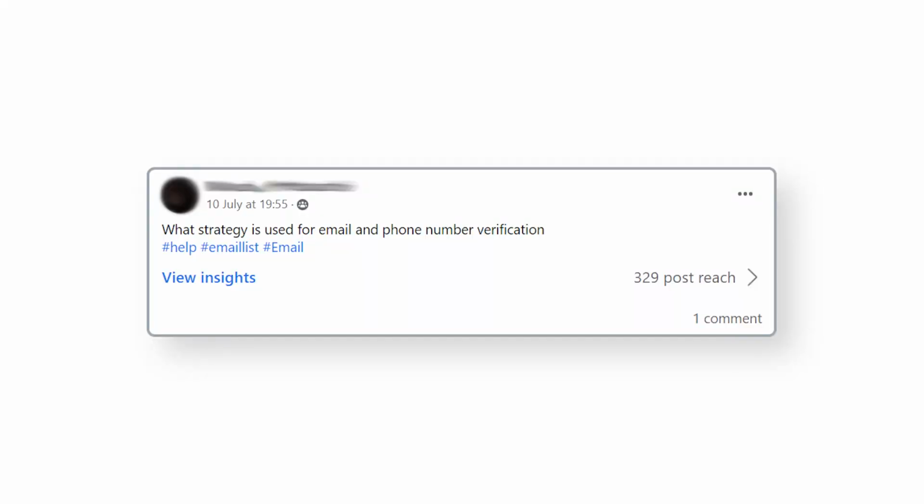What strategy is used for email and phone number verification? So the biggest problem that I see with clients' kickback about lead quality always comes down to contact rate. If you're generating 100 leads for a client and they're only able to get in touch with 30 of them, then obviously they're going to say the quality is an issue.